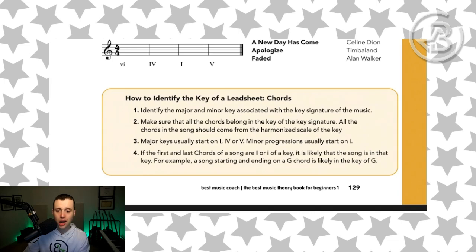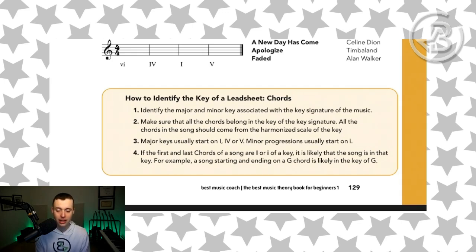We're going to do a summary of how to identify the key of a lead sheet when you use chords. Number 1, you're going to identify the major and minor key associated with the key signature of the music. Number 2, you're going to make sure that all the chords belong in the key of the key signature. All the chords in the song should come from the harmonized scale of the key.